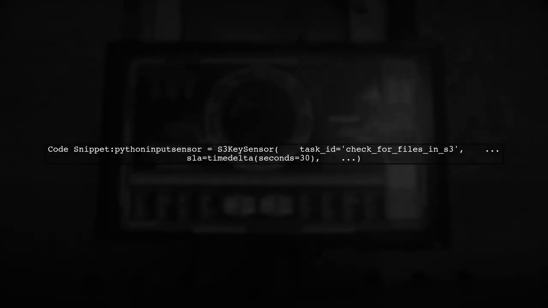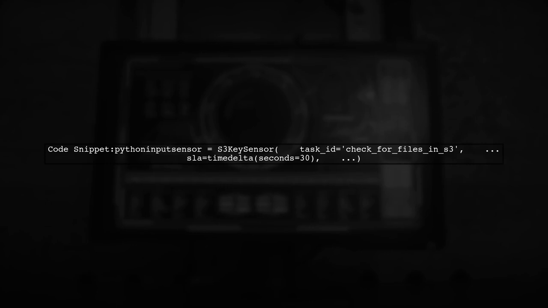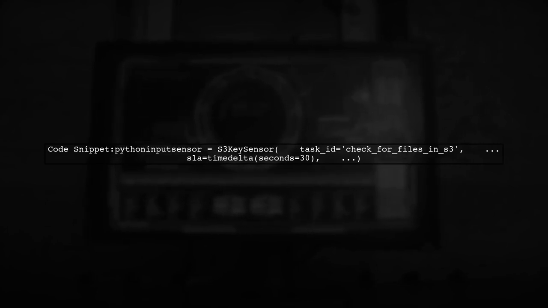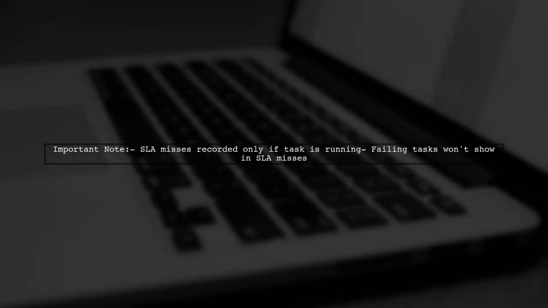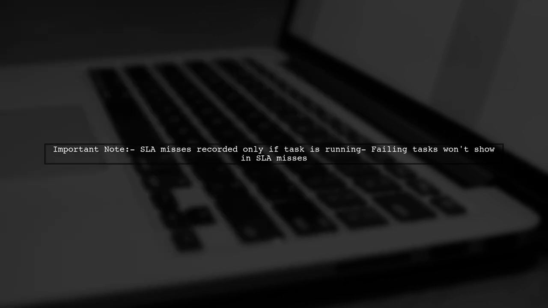Here's the code snippet you provided. Notice the SLA parameter set to 30 seconds. This means if the task doesn't complete within this time, it will be marked as a failure. However, the SLA misses will only be recorded if the task is actually running and exceeds the SLA time. If the task fails before that, it won't show up in the SLA misses.